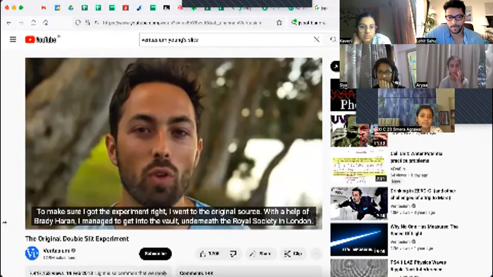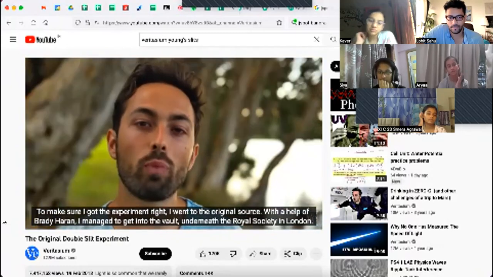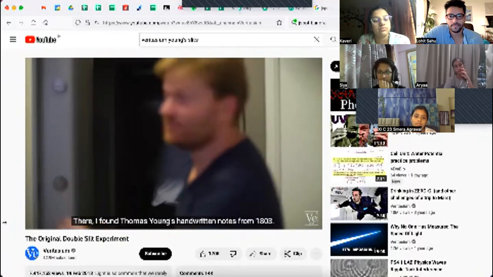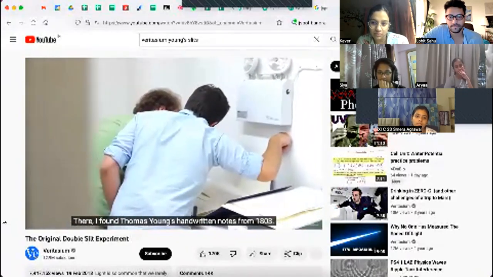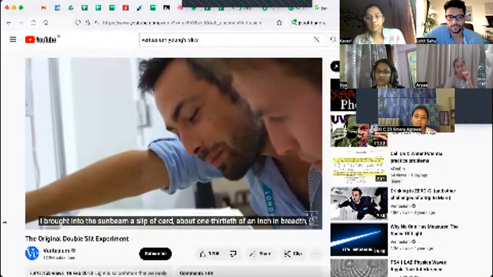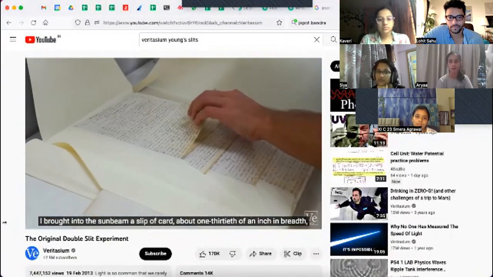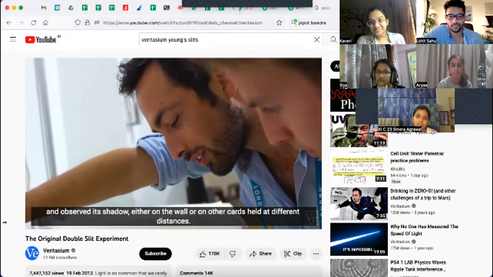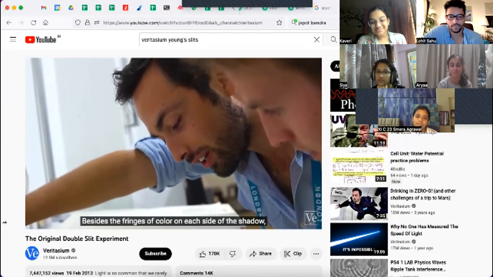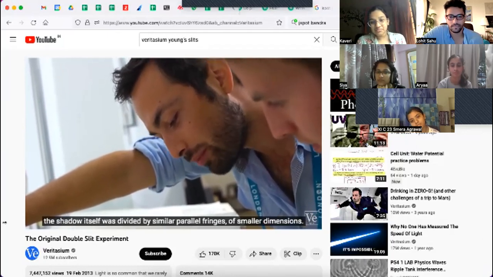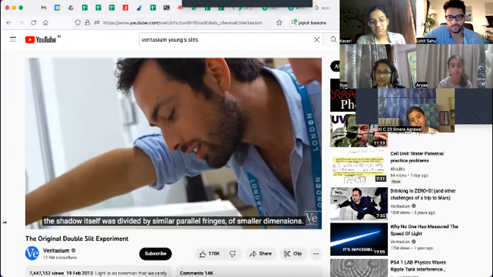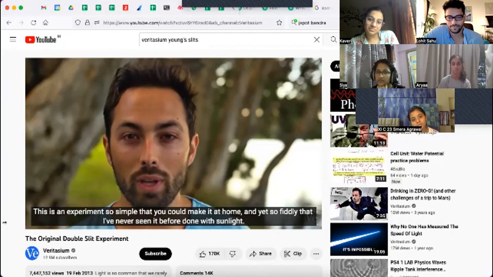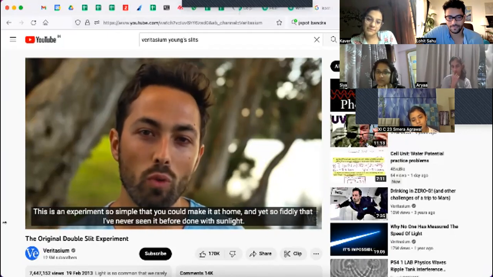To make sure I got the experiment right, I went to the original source. With the help of Brady Heron, I managed to get into the vault underneath the Royal Society in London. There I found Thomas Young's handwritten notes from 1803. "I brought into the sunbeam a slip of a card, about 1/30th of an inch in breadth, and observed its shadow, either on the wall or on other cards held at different distances. Besides the fringes of colors on each side, the shadow itself was divided by similar parallel fringes of smaller dimensions." Wow. This is an experiment so simple that you could make it at home, and yet so fiddly that I have never seen it done with sunlight.